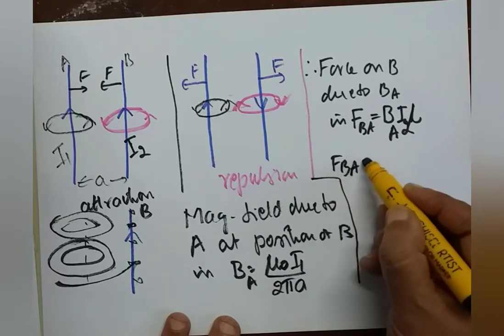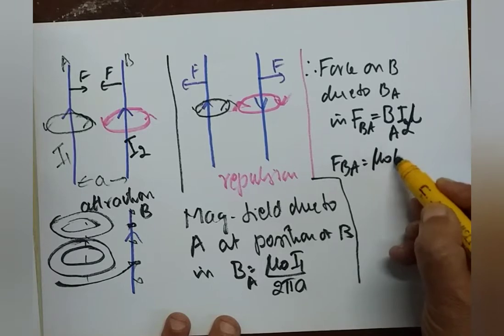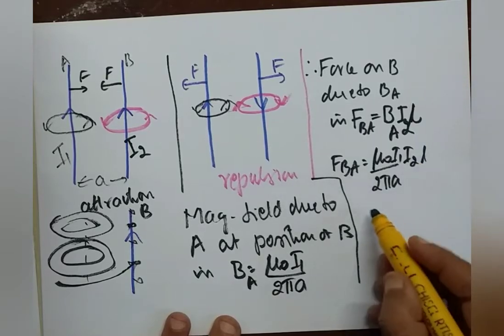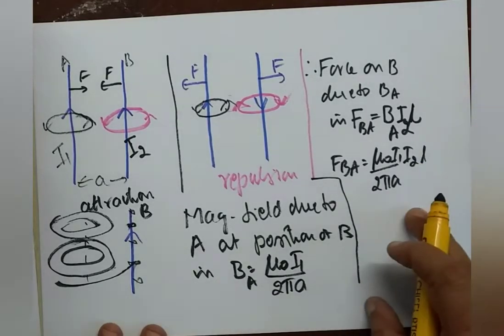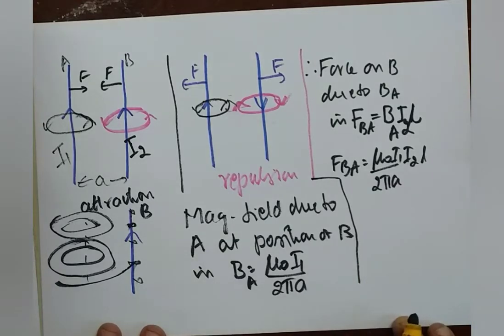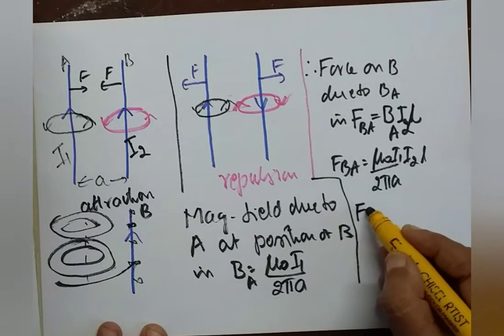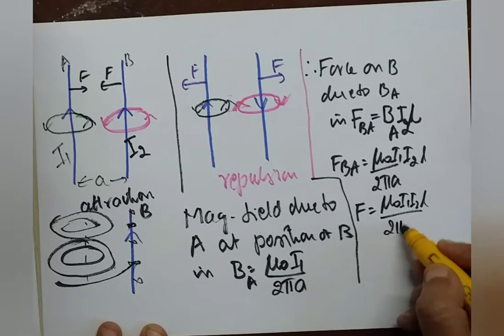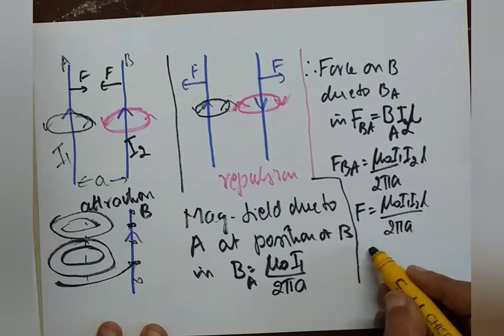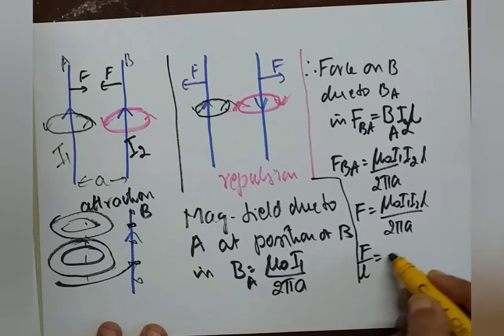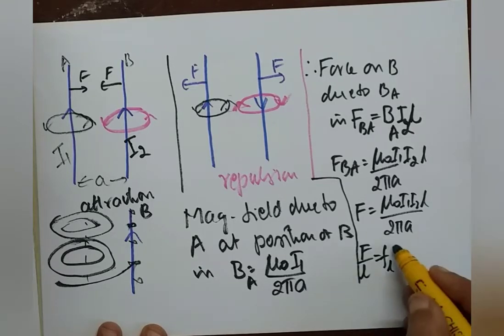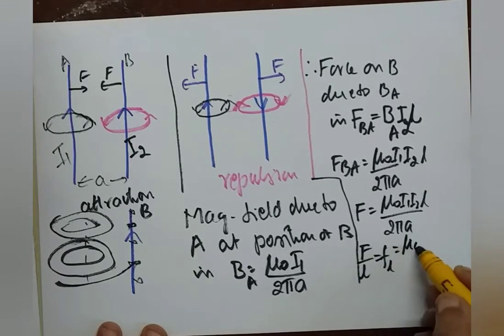Therefore, F_BA is B_A times I2 times L, and we substitute B_A as mu naught I1 by 2 pi A. We can prove the same thing for the force on A due to B. Therefore, we simply write the force between two straight conductors as mu naught I1 I2 L by 2 pi A. We usually say force per unit length for two parallel conductors, F by L, which is given by mu naught I1 I2 by 2 pi A.